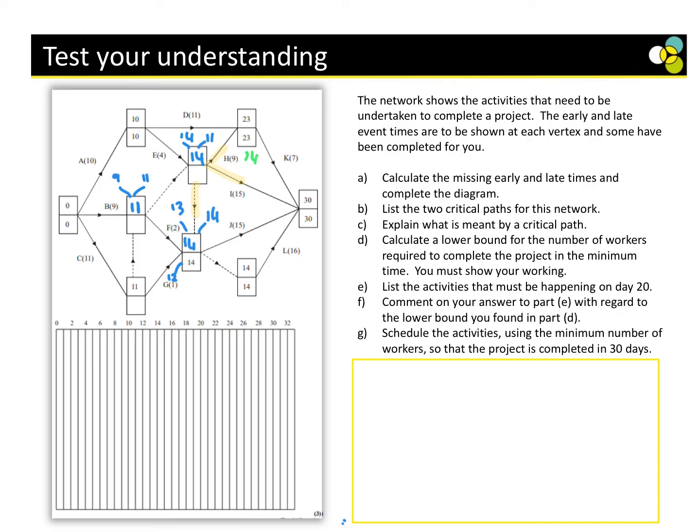14 minus 0 is 14. What am I going to choose? The lowest, which is 14. Perfect. Okay, at B. What? Oh, no, I'm not at B. Yes, I am at B.